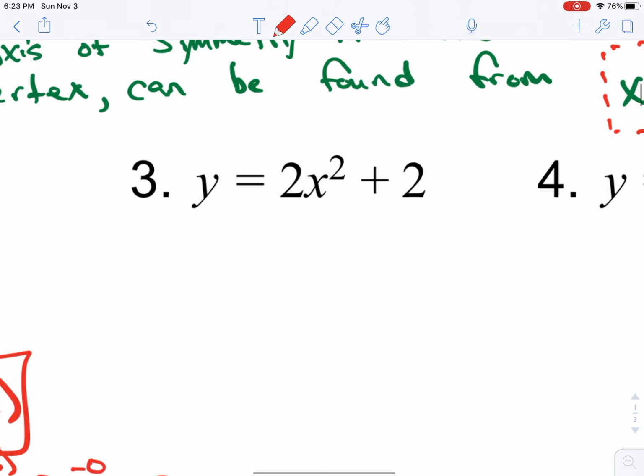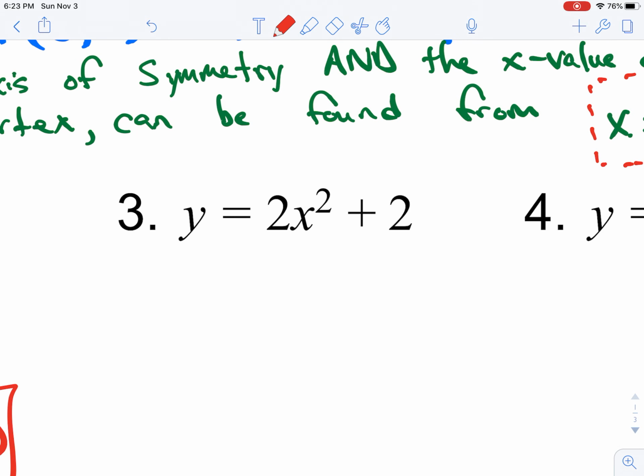So when you look at number 3, you should be able to tell that this again is missing the bx term, which means the y-intercept can be done without any work, 0, c, but the vertex can also be done without any work.